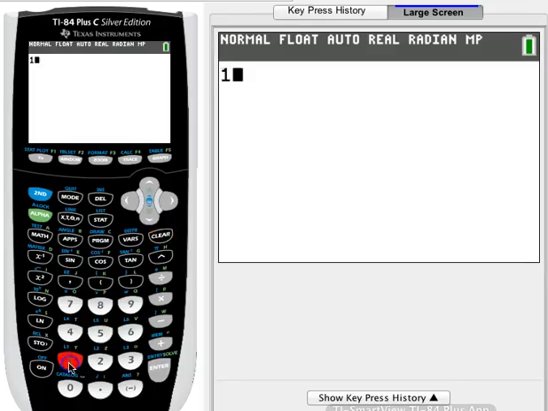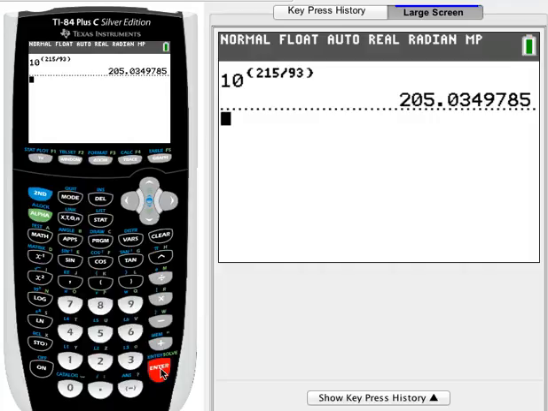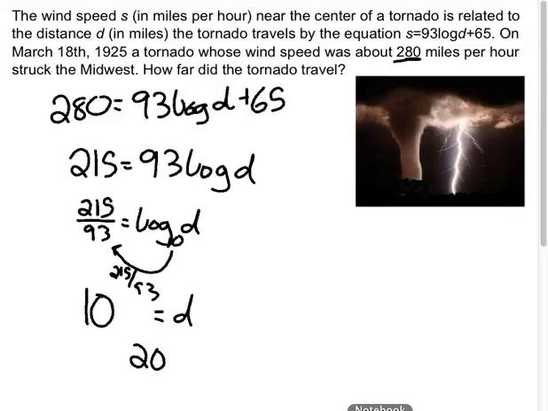Well, my calculator can do that for me. 10 to the 215 divided by 93rd power. It went about 205 miles. All right. So just to show you a nice application of where this can pop up in real life.